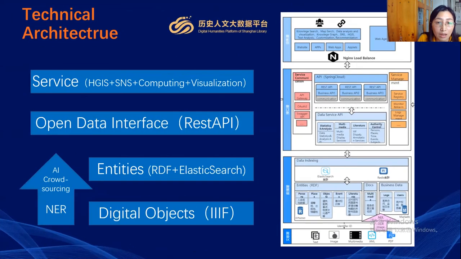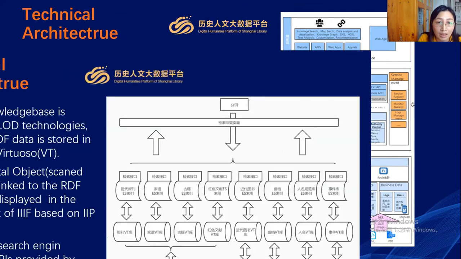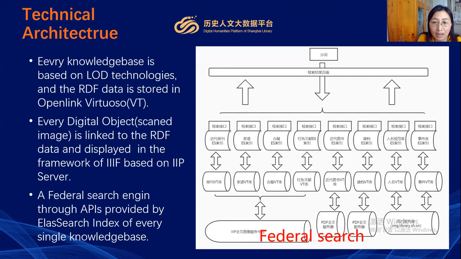This is the technical architecture of the platform, which is developed into four independent layers: the digital objects layer, entities layer, open data interface layer, and the service layer. And for those knowledge bases based on ontology and linked open technologies, we designed a Fedora search engine through APIs provided by the Elasticsearch search index of every single knowledge base.